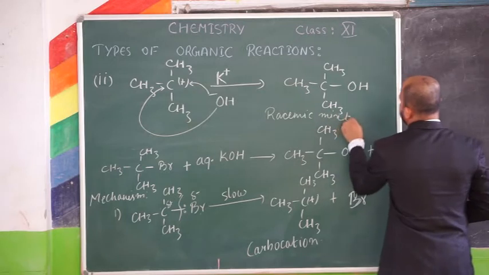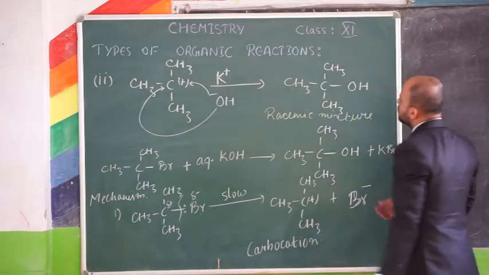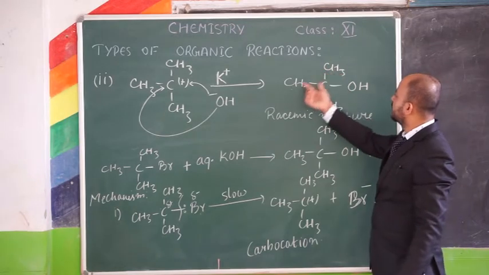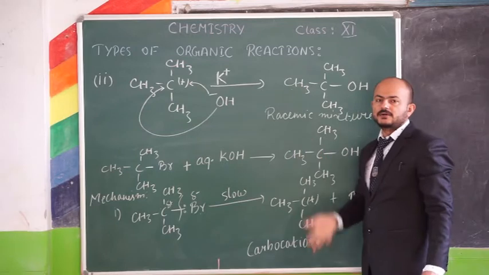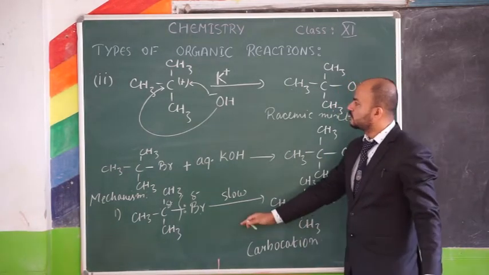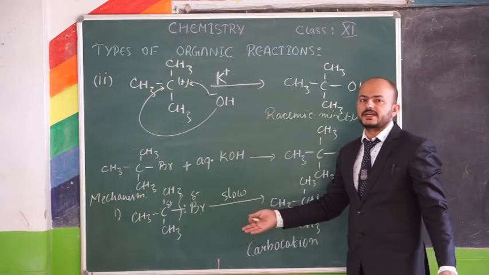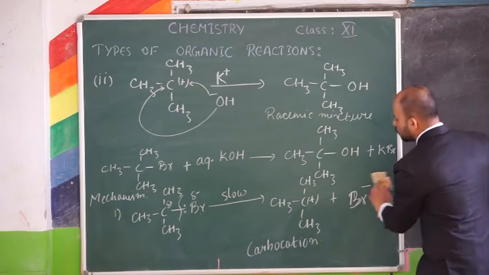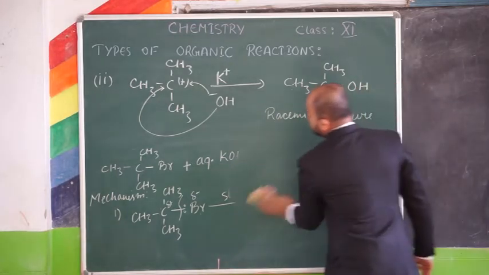And you know the name of this compound. So you can name it as 2-methylpropan-2-ol. So the name of this compound we already know. I hope you know this. We have discussed it. So these are the 2 steps of the SN1 reaction. Now let's discuss the SN2 reaction.